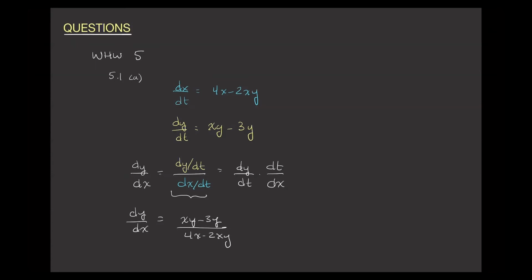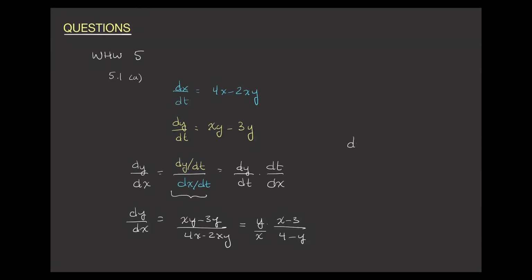So let's see, how can we rewrite this? We can rewrite this as y times x minus 3, and then divide it by, factor out an x times 4 minus y. And now I think you have a separable differential equation.